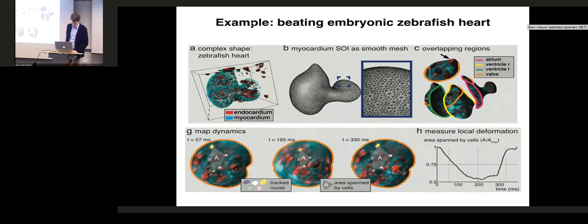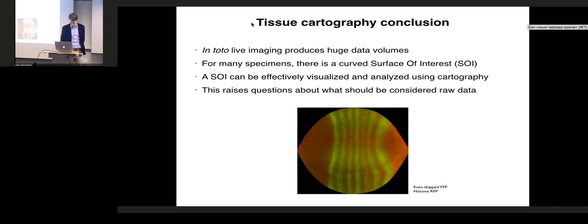So that's as much as I was going to tell you about tissue cartography. So just to summarize, when you do in toto live imaging, it produces huge data volumes. But in many cases, there is a curved surface of interest that occupies only a small fraction of the volume you're recording, and this can be effectively visualized and analyzed using cartography. And this actually raises an interesting question about what we should consider raw data.